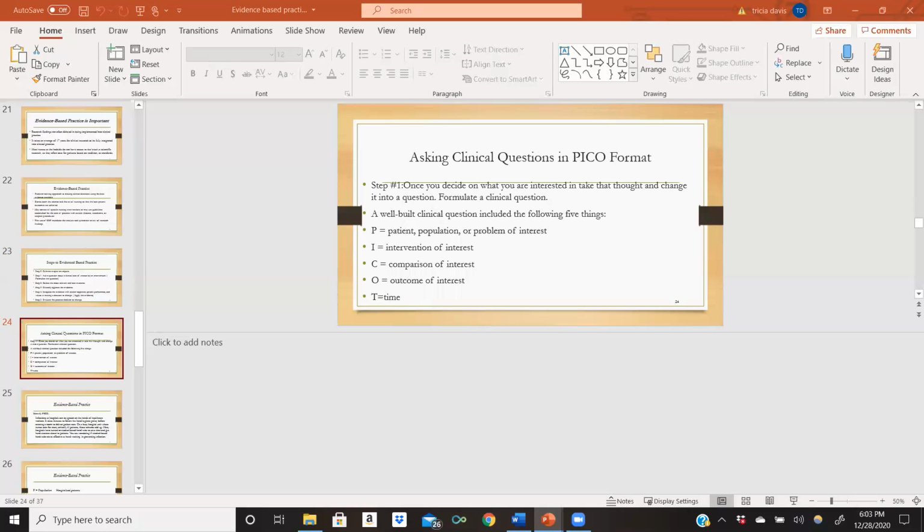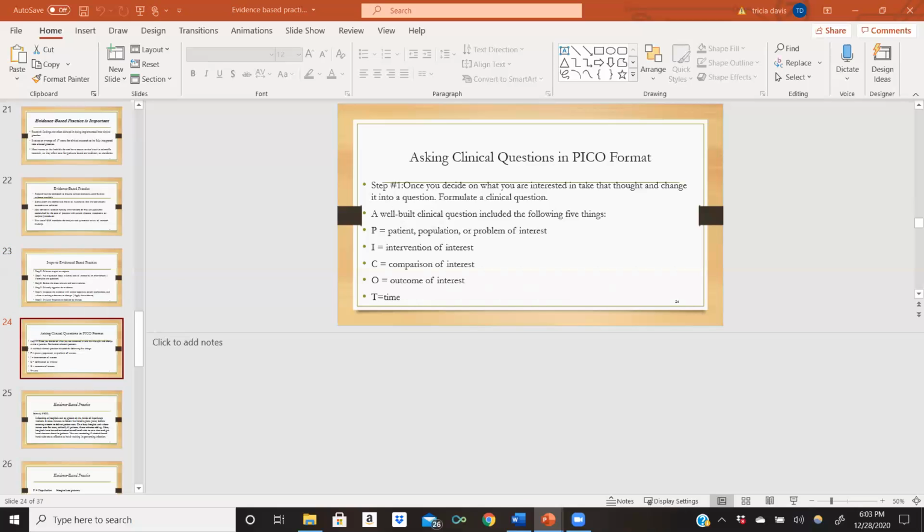So asking a clinical question in a PICO format. Some people use the T, some people don't. I was taught to use the T. I've included it in here. So step 1 is, once you decide on what you're interested in, take that thought and put it into a question. Formulate a clinical question. So a well-built clinical question should include these 5 things, which is the PICO. So P is the patient, the population, or the problem of interest.